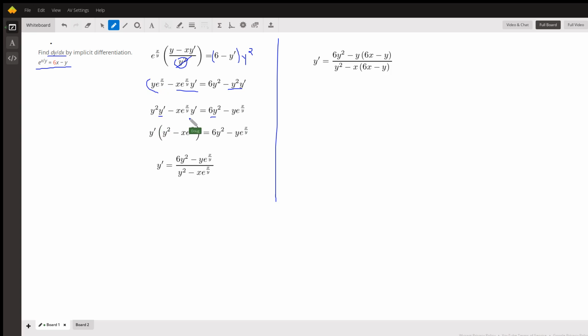Factor out the y prime, that was the whole point. And then divide both sides by the coefficient of y prime. There's your answer right there.